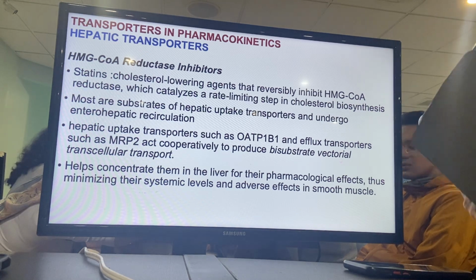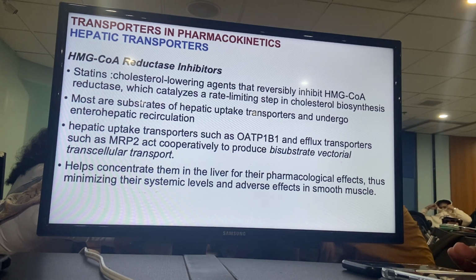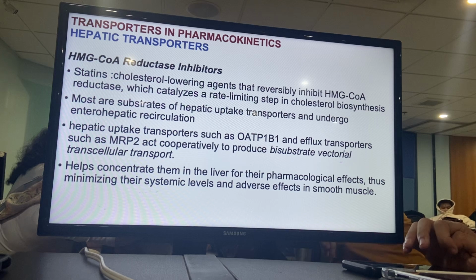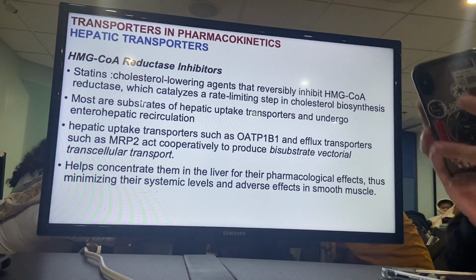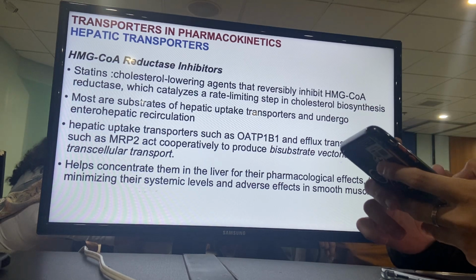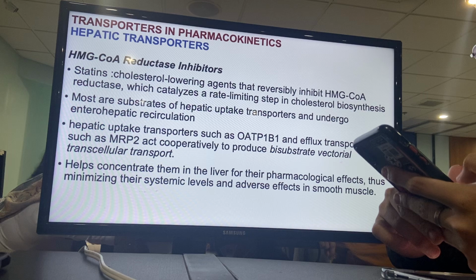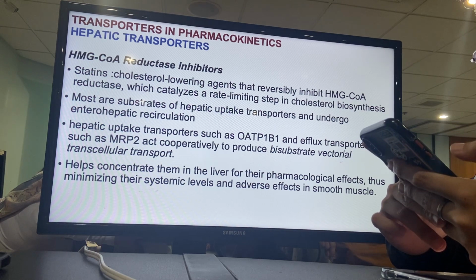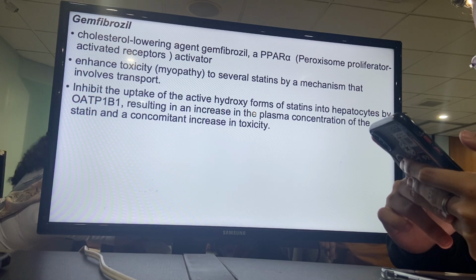Okay, let's see three different transporters in important organs. First, your hepatic transporter. Example again is your statin, an HMG-CoA reductase inhibitor. Uptake transporter is OATP1B1. Efflux is MRP2. Again, very important for concentration or uptake and for excretion. So this is an important drug-to-drug interaction.